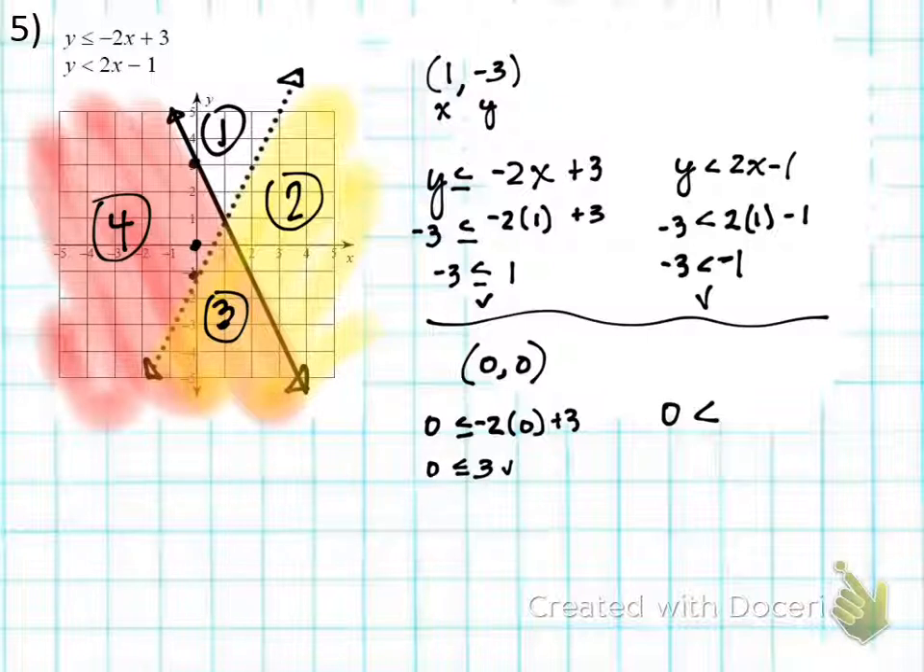Now let's put it on the second one. If I plug it in on the second one, is 0 less than negative 1? No. So is this true? So is this a possible solution to my system? No, it's not. Okay, so that's why this matters. Okay? All right, that concludes this lesson.